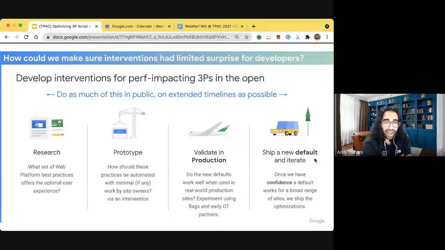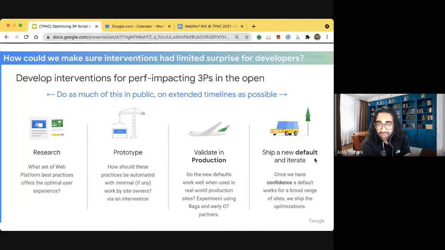So how do we optimize for no surprise and make sure that if we were exploring these ideas around interventions, we weren't surprising developers? Well, with a lot of these ideas, the goal would be to do as much of this development in public on extended timelines. So researching, prototyping, and outlining with developers in public. Like, how are we thinking about deciding on heuristics? How are we thinking about lazy loading embeds? All of these ideas would need to be validated in production in a way that could get us back real field data from production sites to make sure that people are actually seeing good improvements.